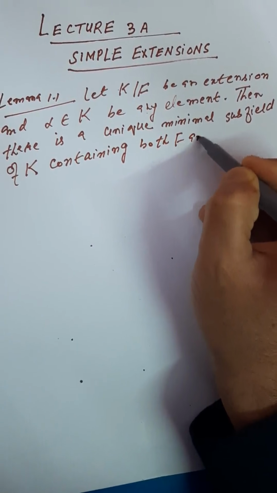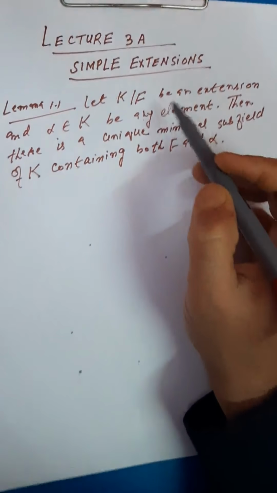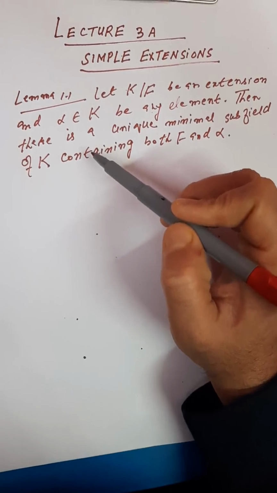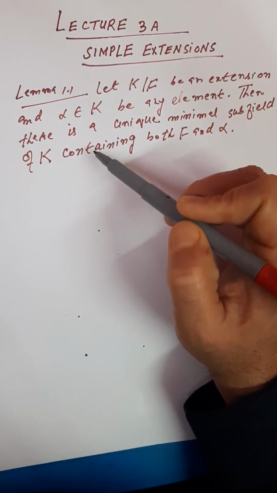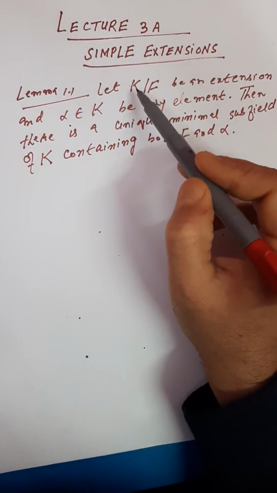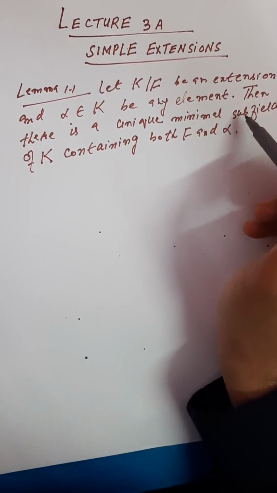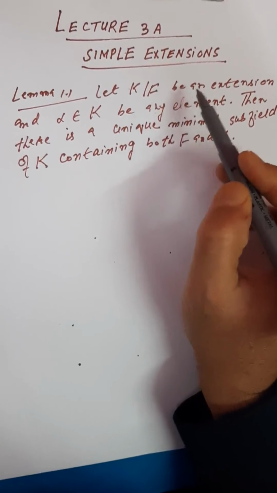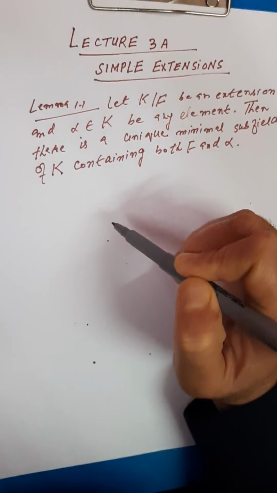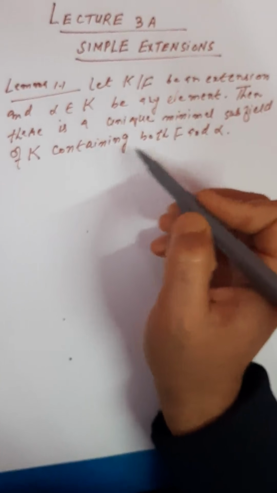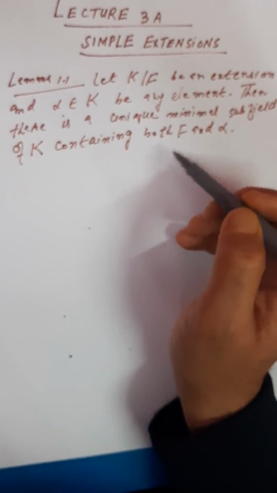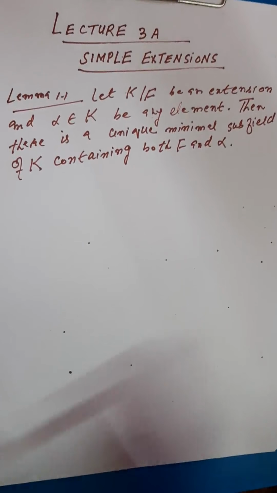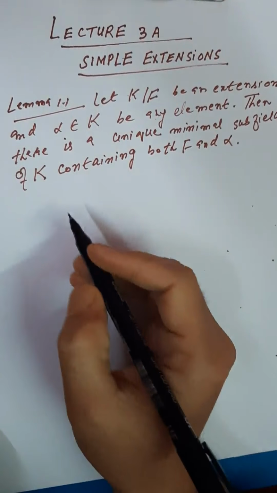So given any extension K of F and any arbitrary element alpha in K, there always exists a minimal extension of F and a subfield of K. So this field actually lies in between F and K. It's a subfield of K, but it is an extension field of F containing both F and alpha. So let us see the proof of this lemma. Proof is simple.